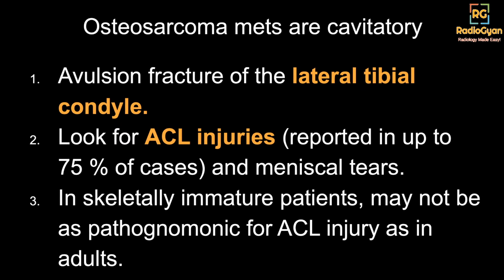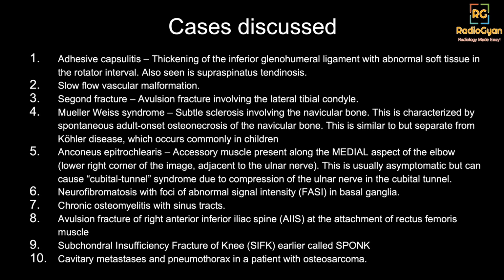Okay, so we'll go over the cases that we discussed. We discussed adhesive capsulitis, which is a clinical diagnosis. We discussed the imaging findings. We discussed a low flow vascular malformation, Segond fracture, and why we have to look for the ACL. We discussed Mueller Weiss syndrome, which is a rare syndrome which may not be a spotter. We discussed anconeus epitrochlearis and what pathology it can cause. It's also known as cubital tunnel syndrome, similar to carpal tunnel syndrome because there's compression. We discussed neurofibromatosis. Please go and check out our article where we discuss this in detail.